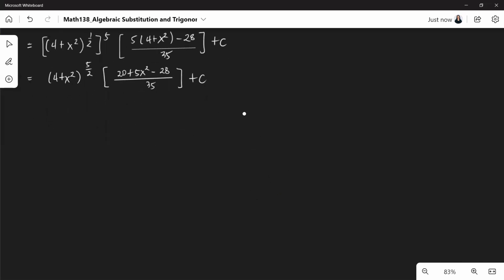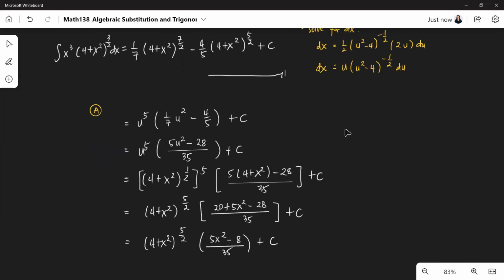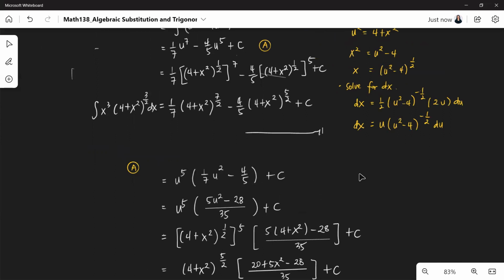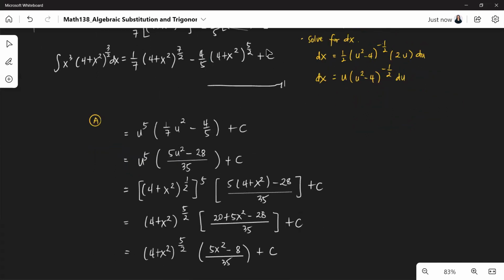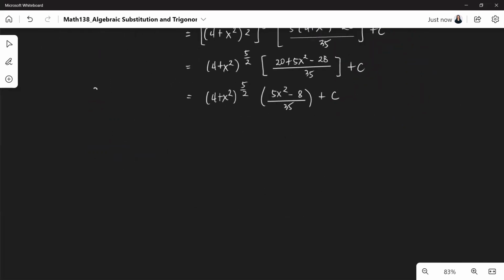So we have this, 5x squared minus 8 all over 35, and then plus c. Okay, so you can have your answer expressed as this, factoring out the greatest common factor. So they are equal. So that's the alternate solution.